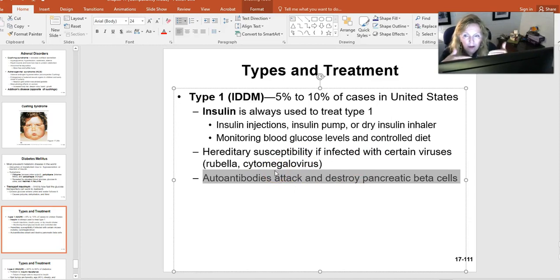It takes a little while, like months and even a couple of years, so that's when they call someone who's type 1 diabetic in the honeymoon phase. If we could stop that process, which a lot of the treatments now are gearing toward, so the person doesn't lose all of their ability to make insulin, that would be a good thing. But anyway, this is a devastating disease.